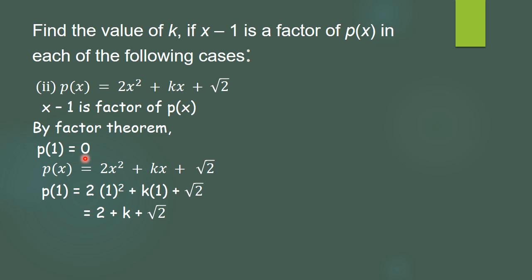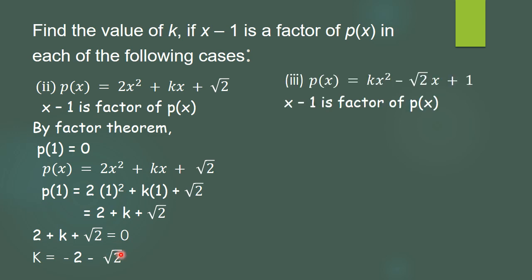Now p of 1 is 0. So that indicates 2 plus k plus root 2 is equal to 0. And so the value of k will be, this plus 2 shifts to the other side and becomes minus 2 minus root 2. We'll take one more sum.